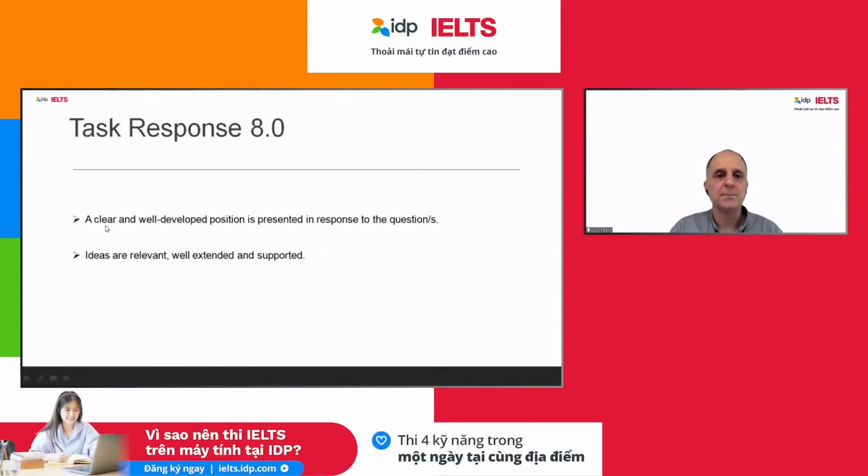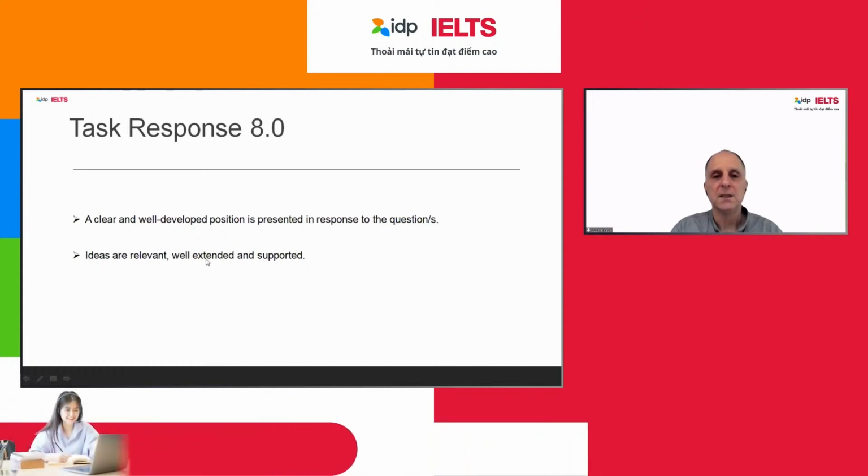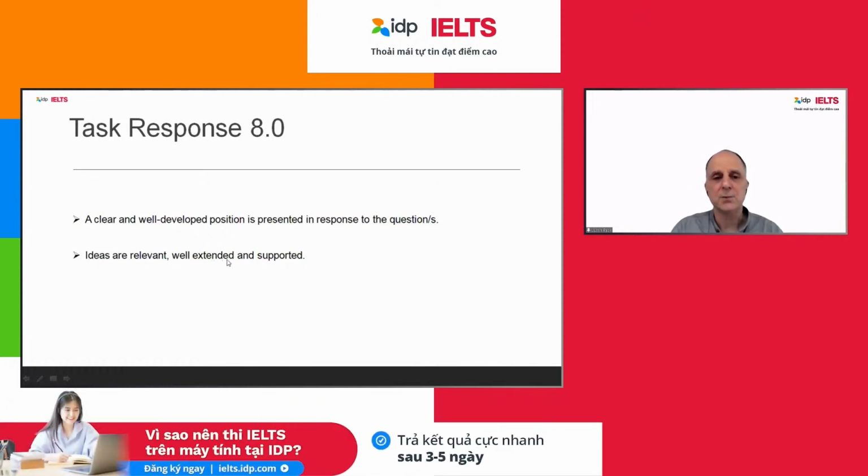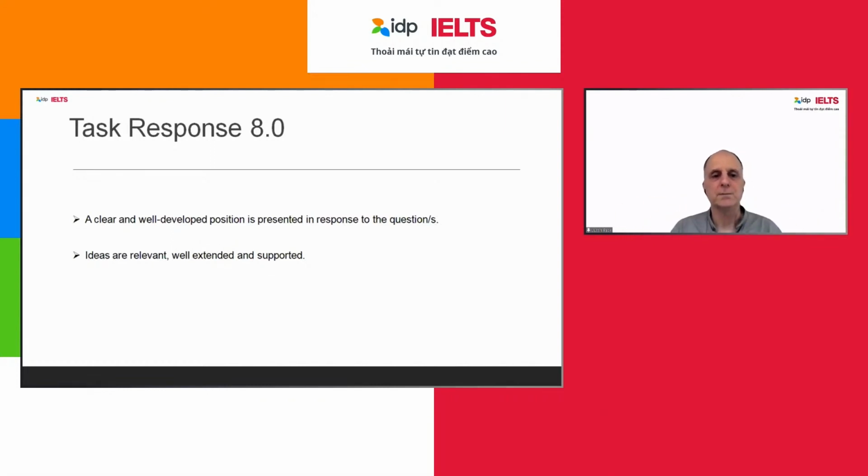Now, for an 8, a clear, well-developed position. Ideas are relevant, well extended, and supported. Well, there's our extension as well. So making sure that we have nice, clear body paragraphs, not just listing. We've got to extend them, give examples.